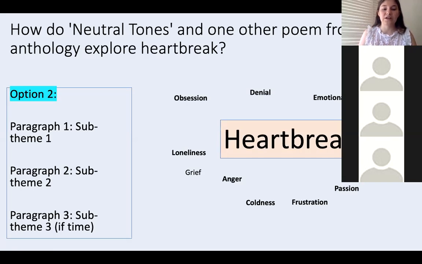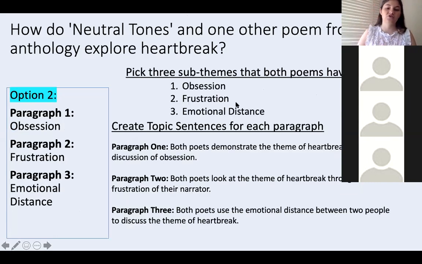So as I said, for today's example, I'm going to use When We Two Parted compared to Neutral Tones, because I think both of them really express that theme of heartbreak. And I'm going to choose 3 of my sub-themes, or 3 of the connotations that I came up with, to organize my paragraphs. Okay? So in this case, I've chosen obsession, frustration, and emotional distance, okay? Because there's a lot to say about those 3. You don't want to pick one like denial if in both poems they don't talk about denial of the relationship ending, all right?